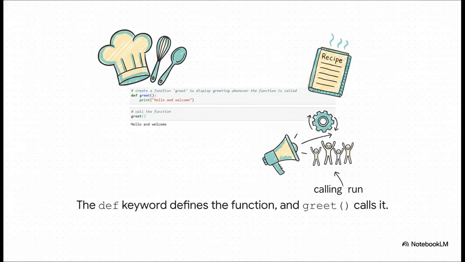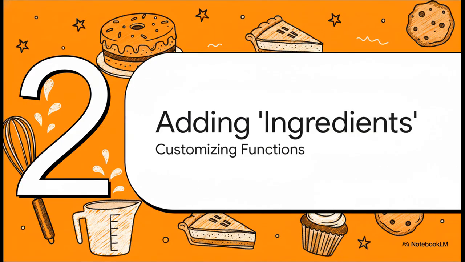All right, let's break down our very first function here. Do you see that keyword, def? That's you telling Python, hey, pay attention, I'm defining a recipe. We've given this one a simple name, greet. And those parentheses, right now they're empty, but just think of them as the spot where we'll list our ingredients later on. Then, when we type greet at the bottom, that's us calling the function, basically telling Python, okay, run that recipe now.